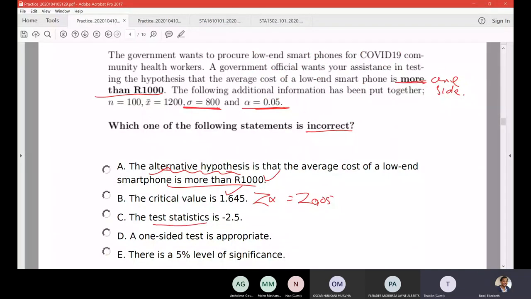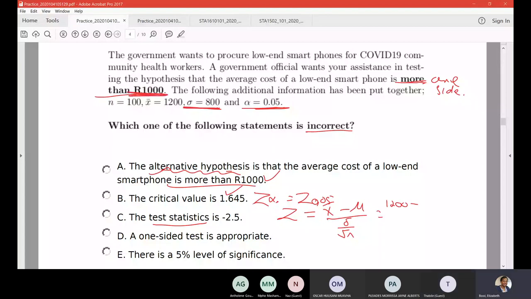Then comes the test statistic. Since we're using a Z, our Z test statistic will be the sample mean minus the population mean divided by the standard error, which is the population standard deviation divided by the square root of n. And you just substitute the values. The sample mean is 1,200 minus your population mean.